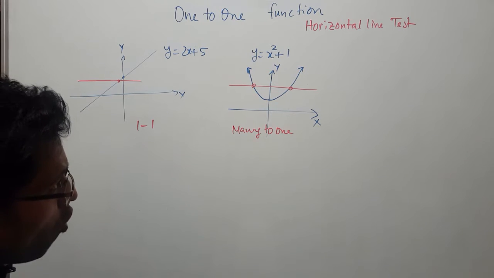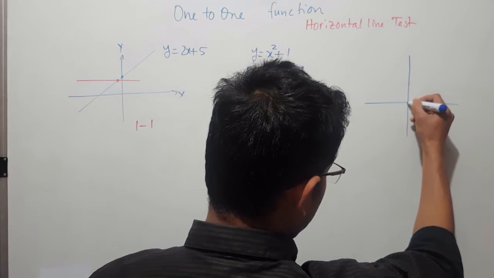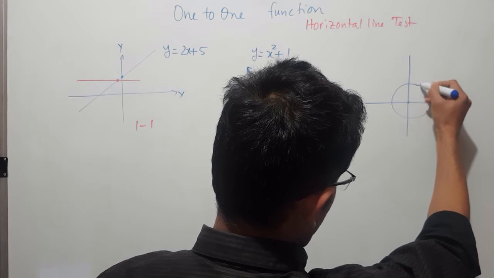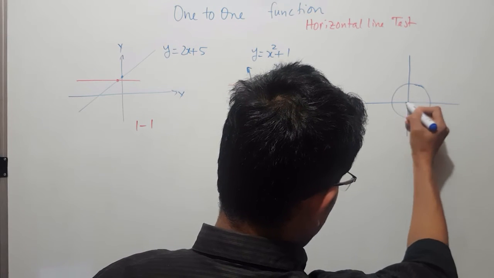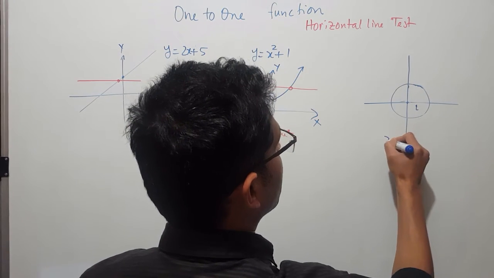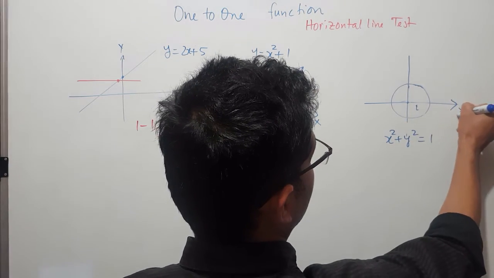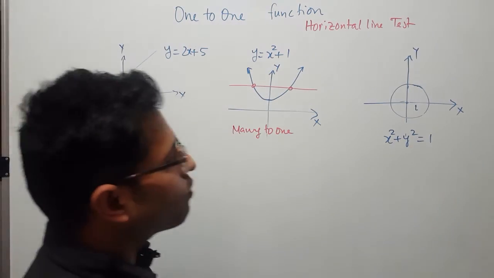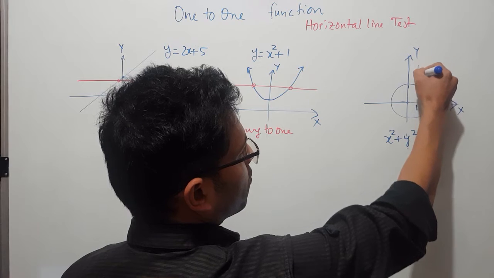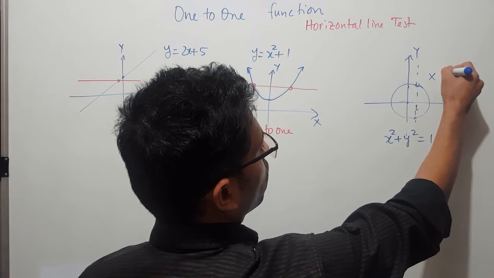How about the circle? Let's have a look at a unit circle, where the radius is 1. Let's say this is 1, this is 1, all these sides are 1, so the radius is 1, right? So what is the equation of a circle? x square plus y square equals 1. That's the equation of this circle, and this is our x-axis, this is our y-axis. If you do the vertical line test, it fails, because the vertical line intersects 2 points. So it is not a function.